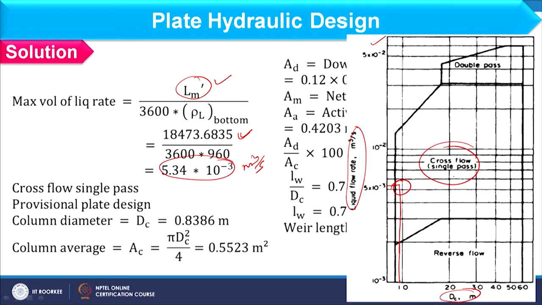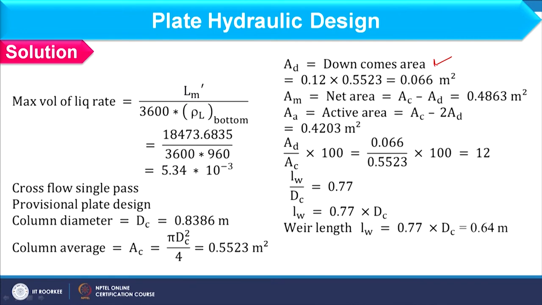So that will be basically the cross flow single pass, so that you can select as the flow pattern, okay. After that, we will carry out the design of the plate, or we can consider the layout of the plate, as we can choose the downcomer area, and that should be 12% of column area, okay. So downcomer area should be 0.66 meter square.